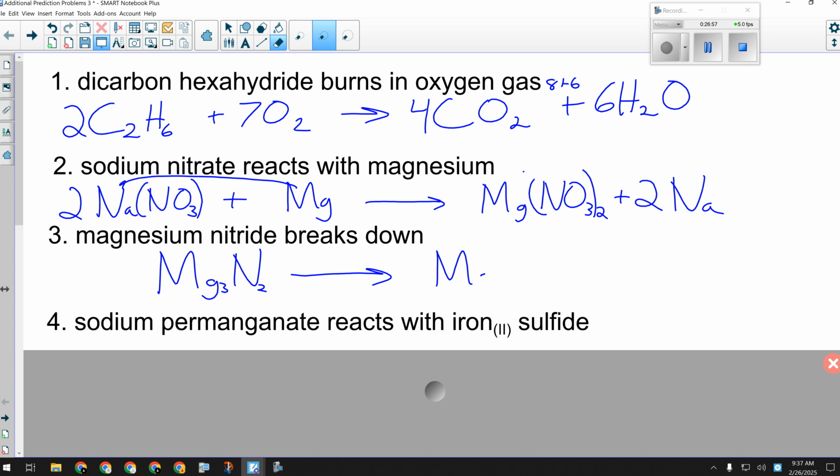That means magnesium by itself, nitrogen by itself. Okay, no ionic compounds to drop and swap in the products, but there are special elements. Right. Nitrogen is a 2. All right, now we got to balance. Nitrogen's good. What needs to go in front of the magnesium? 3.